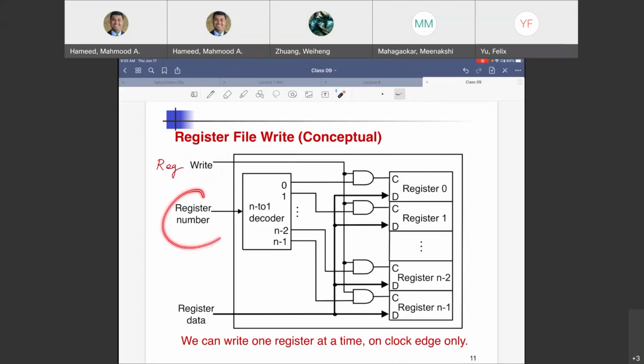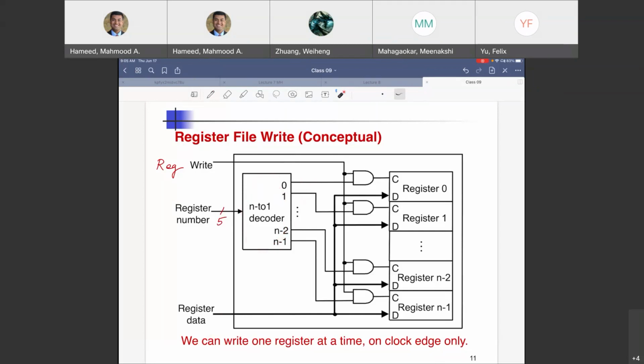The other thing is you need to identify which one out of the 32 registers you are writing to, and you also have to give the data that you are writing, the 32-bit data that you want to write to the register. Now, this register number, 5 bits, is going into an N-to-1 decoder, so how many outputs do I get? All of your 32, right? Of all of these 32 outputs, one of them is going to be active, depending on the 5-bit input.